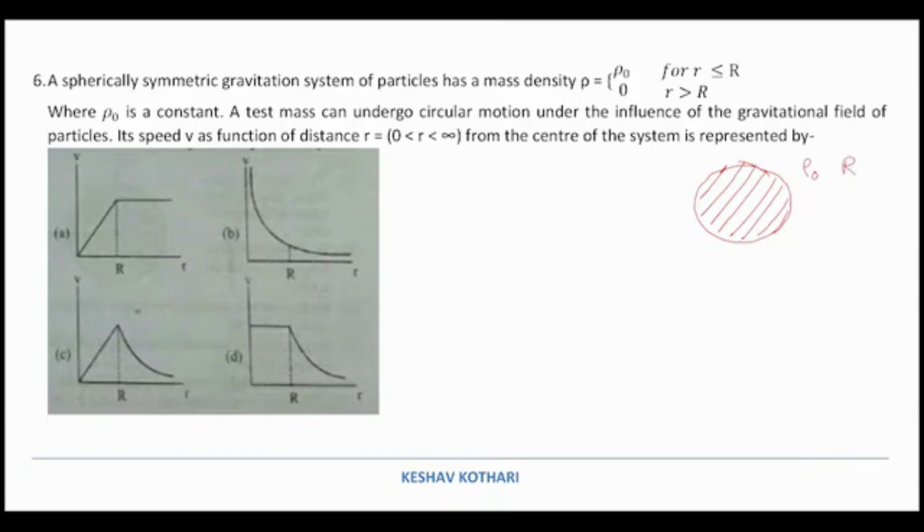Where rho naught is a constant, a test mass can undergo circular motion under the influence of the gravitational field of the particles. Its speed v as a function of distance r from the center of the system is represented by.